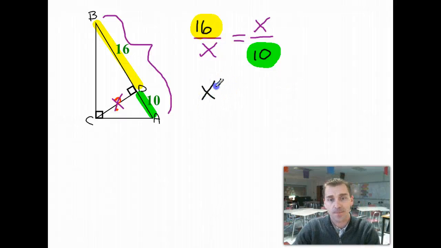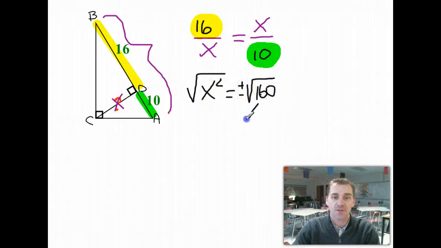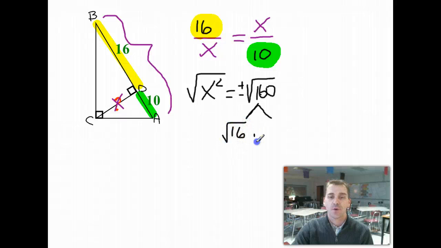So I get x squared equals 160. Remember, then you would take the square root of both sides. Do you remember what happens when you take the square root of both sides? It is plus or minus. That's right. So we'll take this 160 and simplify it. Think of the biggest perfect square that goes into 160, which is 16. So the square root of 16 and the square root of 10 is what it breaks up into.